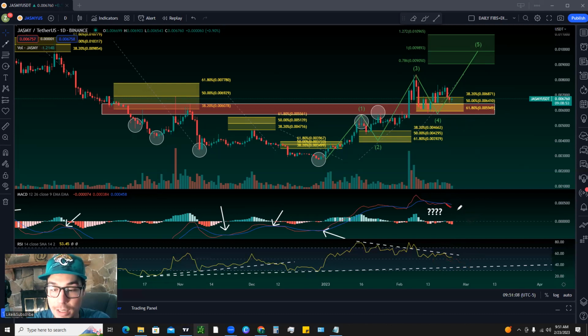So you really want to see this MACD curl back above the blue line. You want to see the RSI break through this bullish divergence trend line, and you want to see us hold above our major retracement levels in this former supply zone here, that we're going to look to see if we can flip it into demand, into support. And that's pretty much all the main things that I'm looking at personally on JASMY.